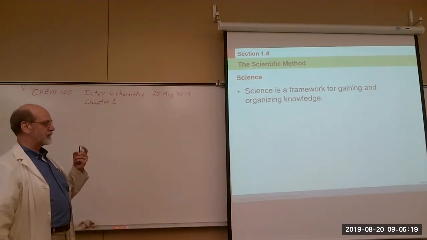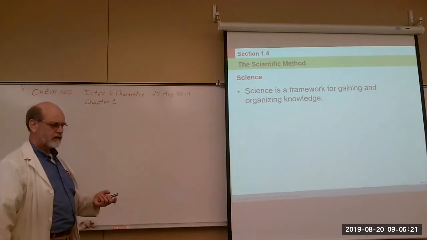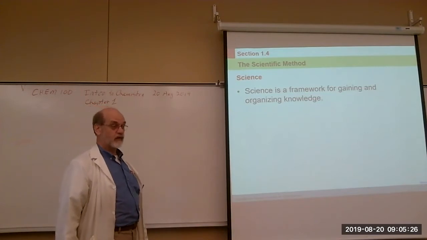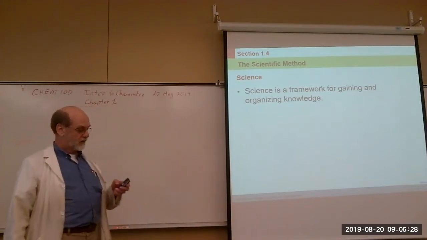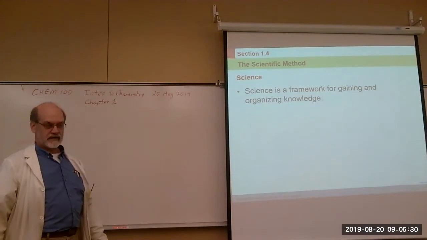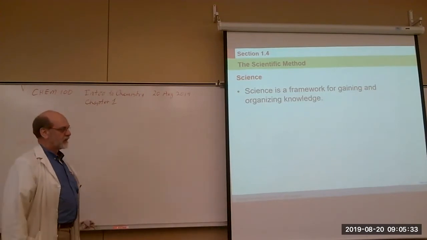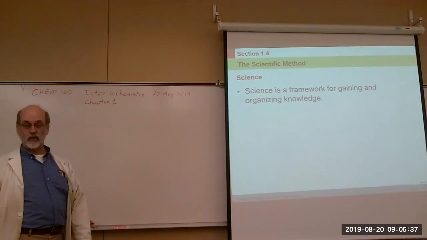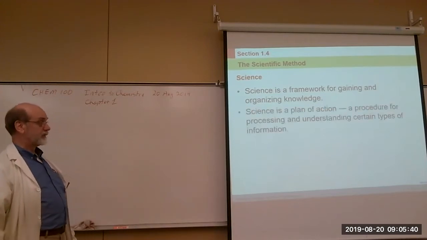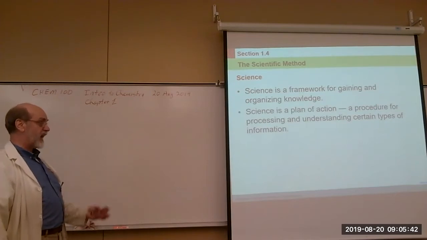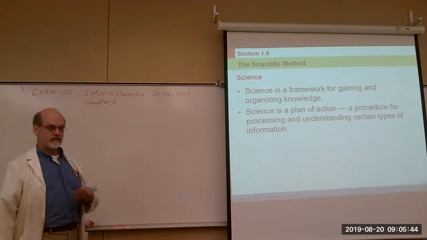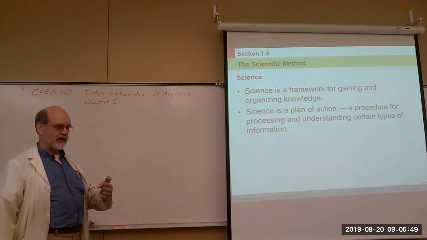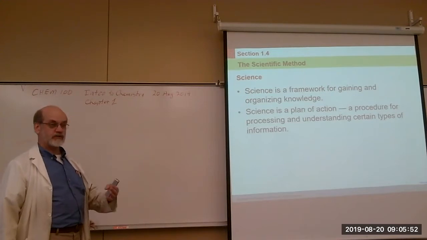But critical thinking is used by everybody, but nobody ever defines it. Because I don't think they know what it is. But we do know what the scientific method is. It's a way, a framework for gaining information and organizing it. Okay? It's really just a plan of action. And the plan can change. That's the beauty of the scientific method. It can change to accommodate the question.